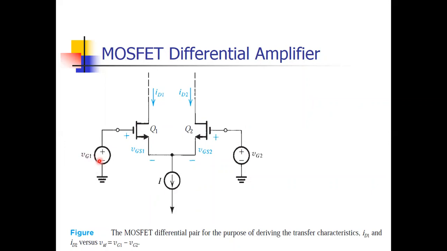VG1 is the input voltage at the gate of transistor Q1. VG2 is the voltage applied at the gate of transistor Q2. The sources of both transistors are connected together to the constant current source, and these are the drain terminals, which act as a load. So today's topic is MOS differential amplifier with active load.